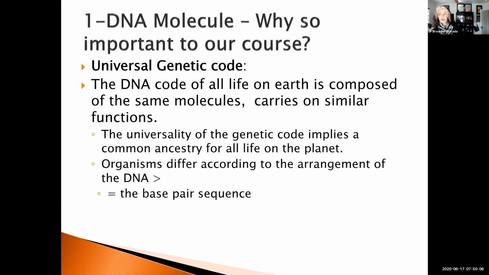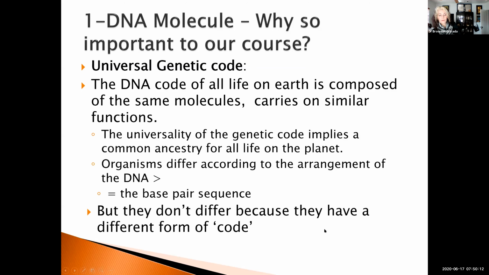Okay, moving forward. Secondly, the second big idea with universal genetic code: organisms aren't different because they have a different form of coding structure. Organisms are just different because the internal sequence in the coding structure varies, not because they're made out of something different biochemically.